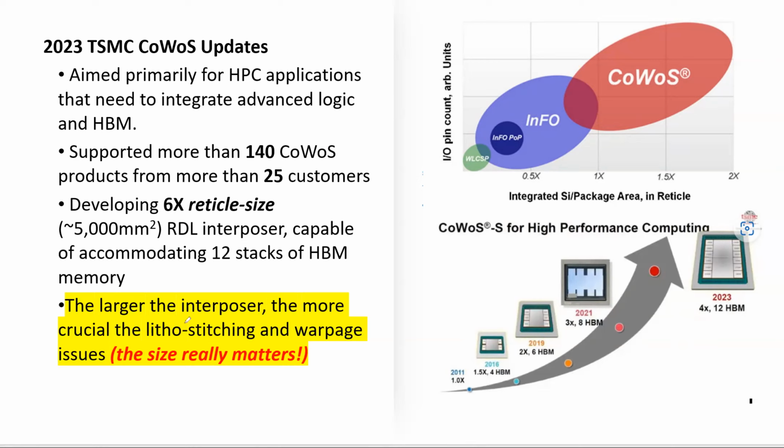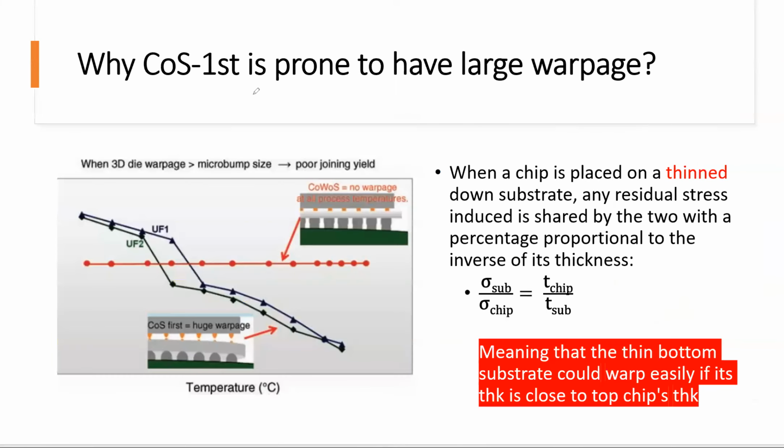The key message I would like you to take away is that the larger the interposer, the more crucial the stitching. You need to stitch them together. And then the warpage issue is going to be big. So the size really matters. And if you look at the TSMC flow, they developed this chip-on-substrate first. And then they found it has very large warpage.